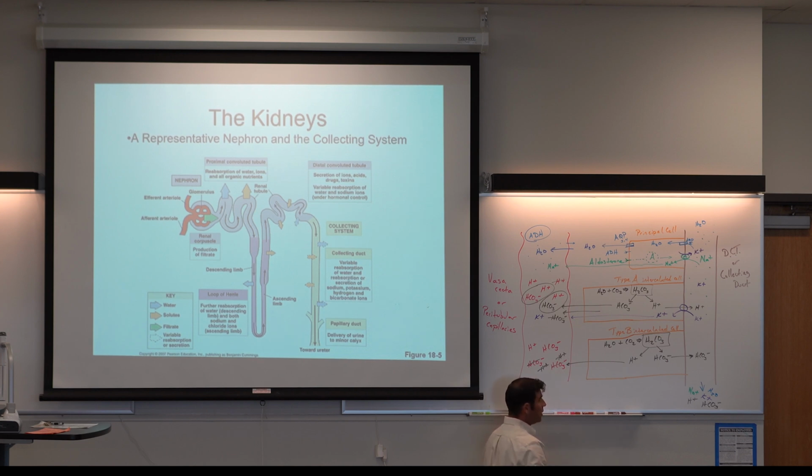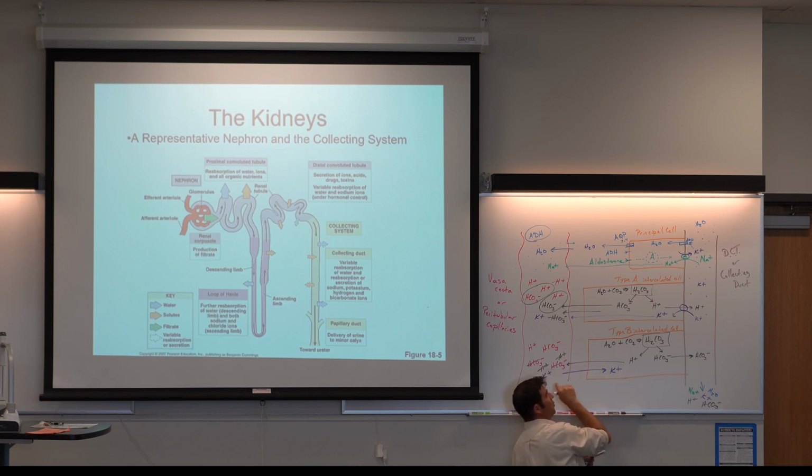The other part of the story is true. The side note that we added: if this cell is going to get rid of one of these positively charged ions, it's going to need to replace it with a positively charged ion. It picks up one of these potassium ions from the bloodstream. So type B intercalated cells reabsorb hydrogen into the bloodstream, but they're going to secrete potassium.